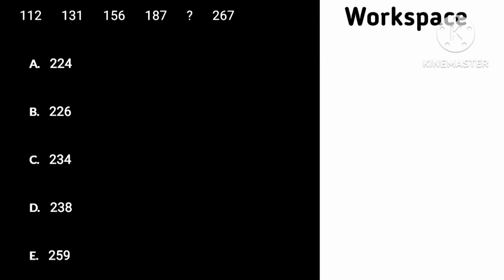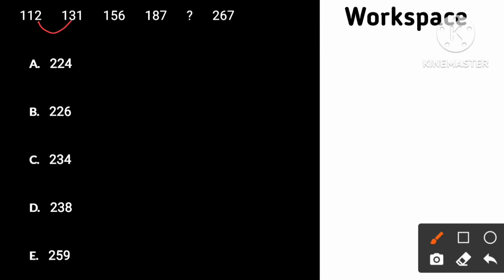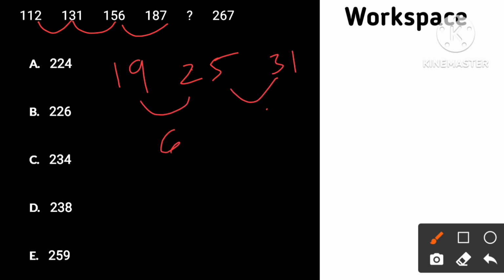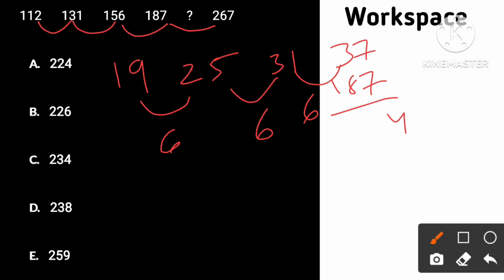Next question. Here we see the difference of 19. The next difference we see is 5 and 25. Here we see a difference of 31. So we will go with the double difference, which is 6 here. Here also 6. So the next difference of 6 we get 37. So 187 plus 37 we get 224. Option A is our answer. Next question.